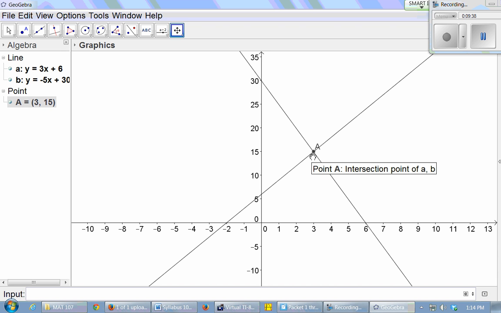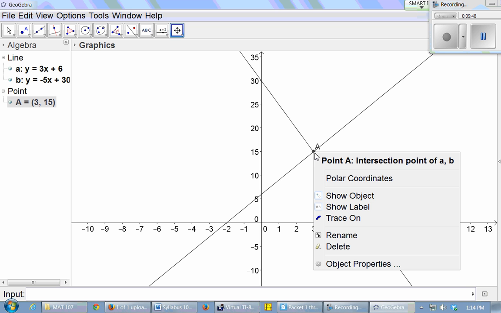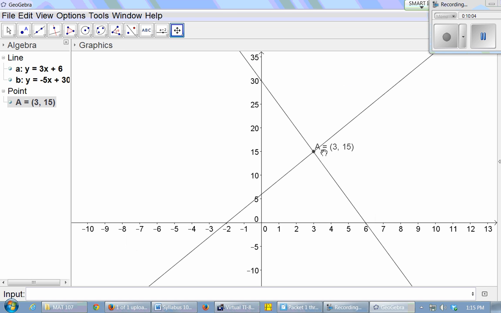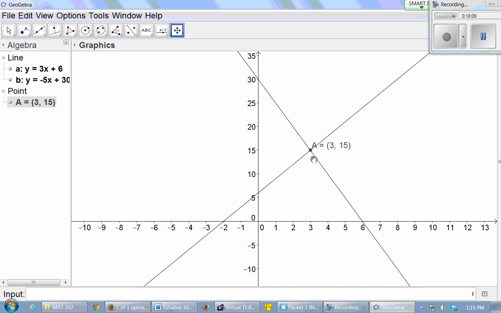So I just want to show you one little thing that will help you in your project. If you want the coordinates 3, 15 to show up here in the graph, right-click on the point A, go to Object Properties, and right here where it says Show Label, we want to see the label, but instead of just the name, I'd like to see the name and the value. Choose that, and then close it. And now it says A equals 3, 15. So if you want the coordinates to show up, you can do that little trick.